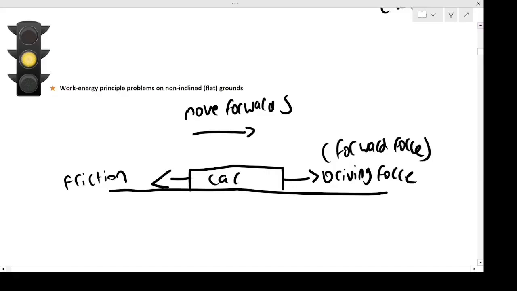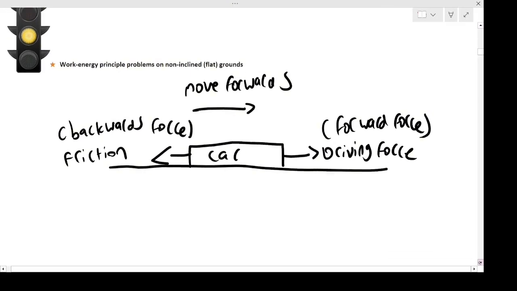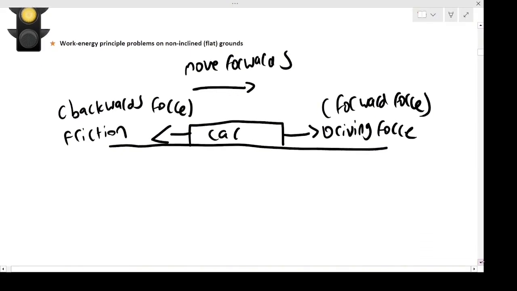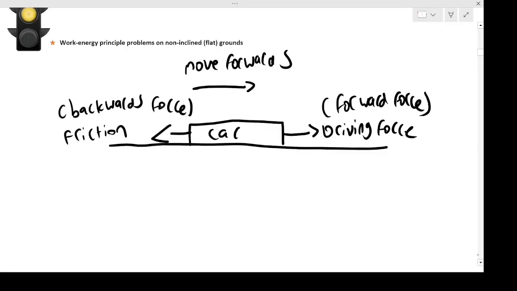Well, the force acting forwards, right? And then a backward force that goes the other way, goes backwards, right? So hopefully you're with me here. Just a simple example. And so why do I bring this up? We're going to be looking at work again, that we looked at previously.